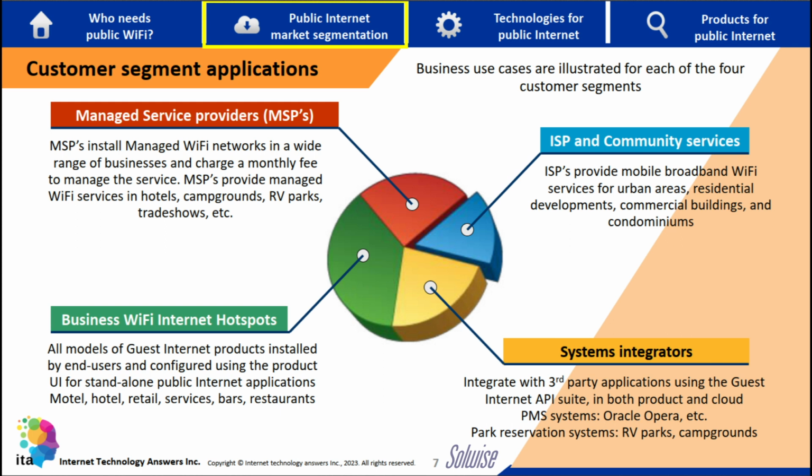The bottom right is the systems integrators. I'll talk about these a little bit later. These are businesses that develop and sell software, and their software needs a Wi-Fi component. Hotels, for example, the property management systems in hotels can interface with the Wi-Fi to give the guest a seamless login experience. Top right, ISPs and community services that offer Wi-Fi.